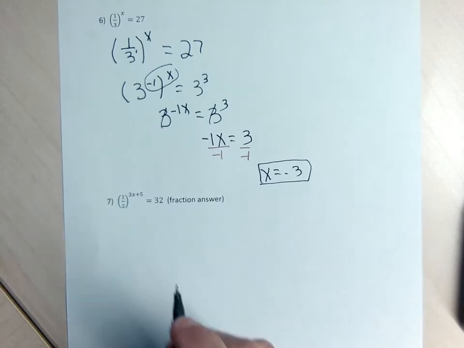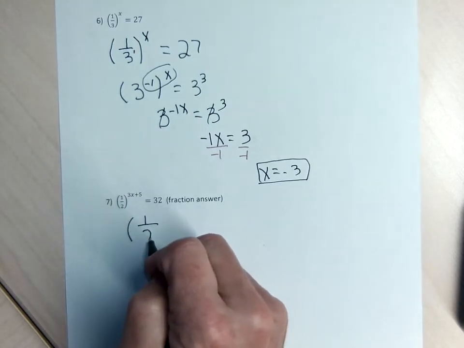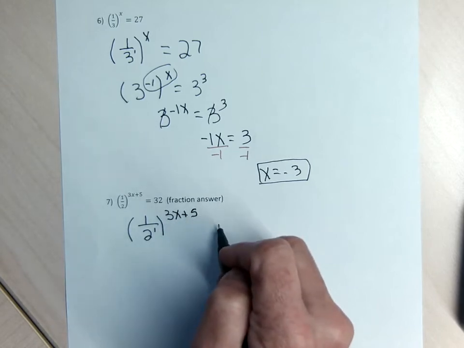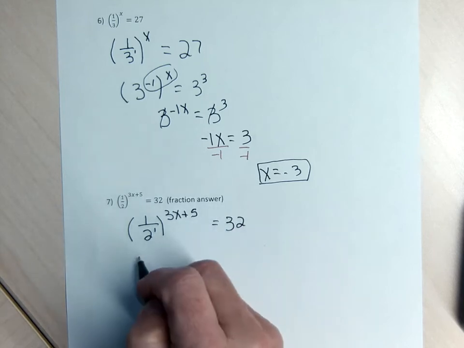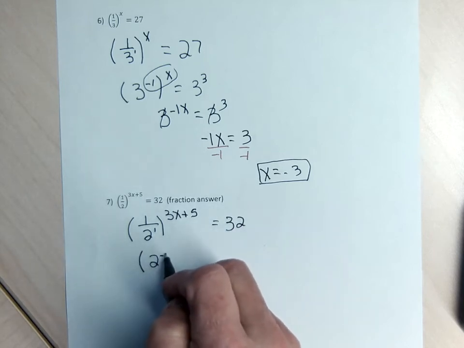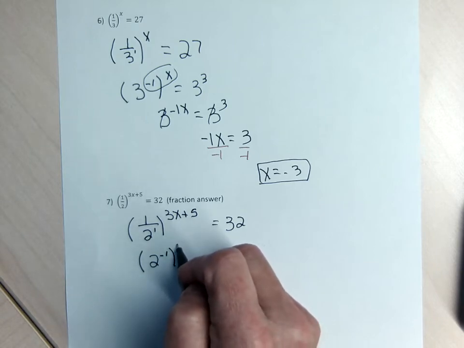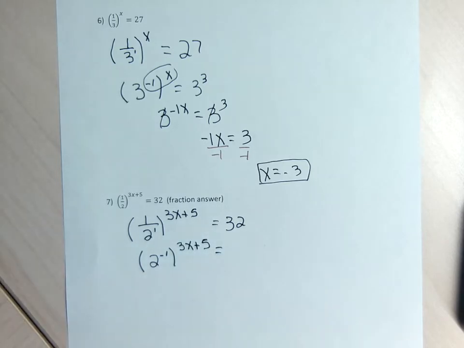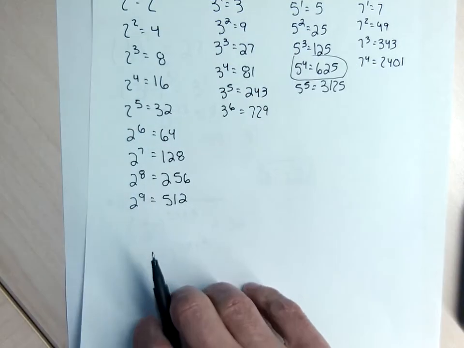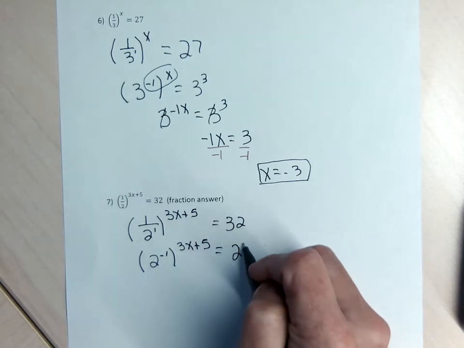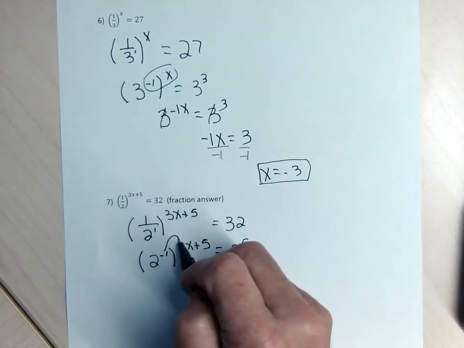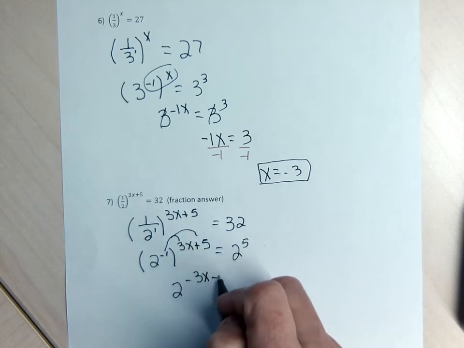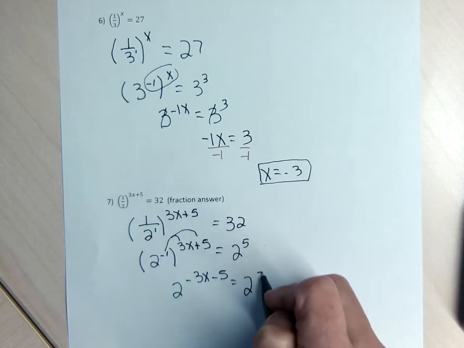7's also a fraction. The left-hand side is really 1 over 2 to the 1st to the 3x plus 5 equals 32. As a fraction, the fraction turned into a negative exponent on the left-hand side would be 2 to the negative 1, and then to the 3x plus 5. And on the right-hand side, 32 is 2 to the 5th power. To get rid of the parentheses on the left-hand side, I'm going to go negative 1 times 3x and negative 1 times 5, so I get 2 to the negative 3x minus 5 equals 2 to the 5th.